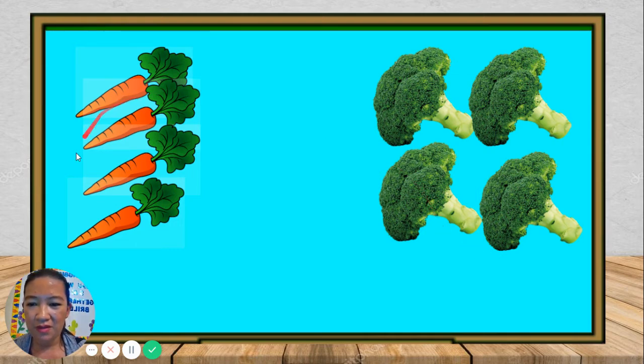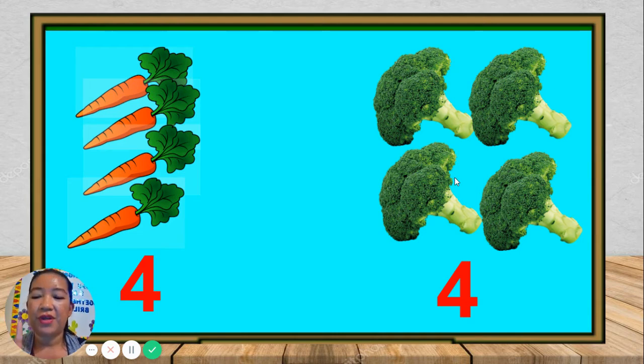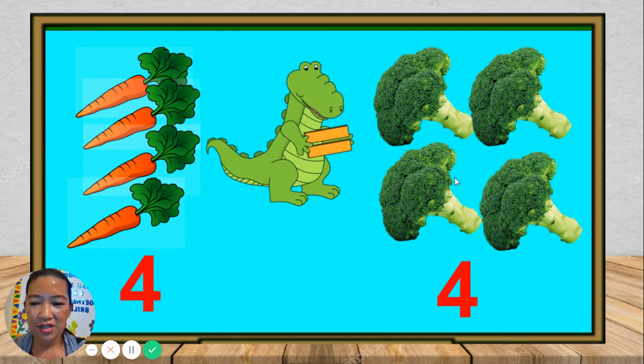Let's try to compare the sets of the carrots and then the broccoli. Okay, let's count the carrots. 1, 2, 3, 4. We've got 4 carrots. What about the broccoli? 1, 2, 3, 4. We've got 4 broccoli here. Let's try to help the alligator decide which one he is going to eat. Do you think the alligator will choose one of them? Let's see. Look at the alligator.